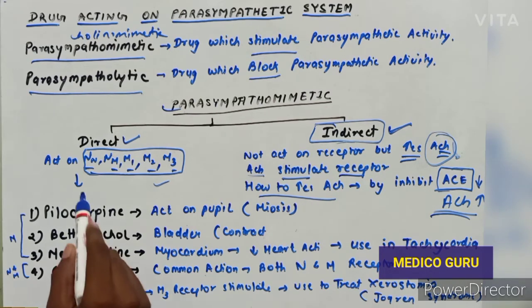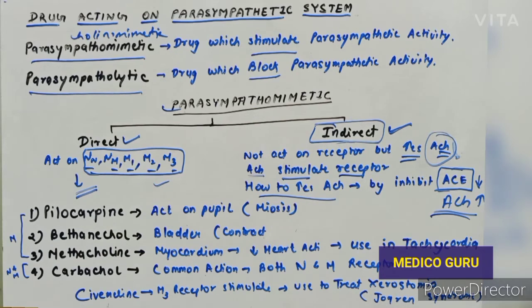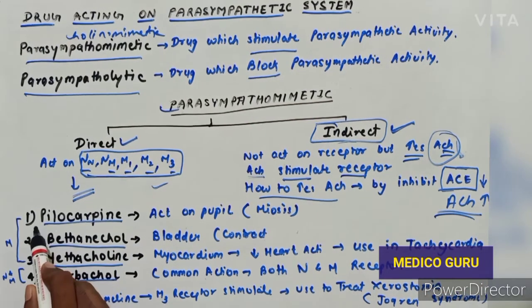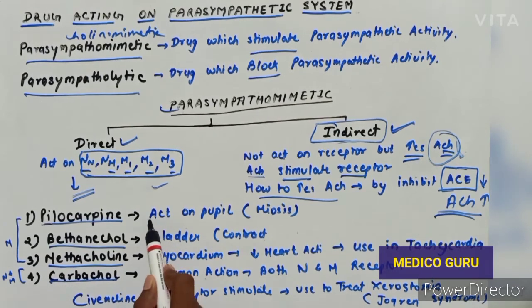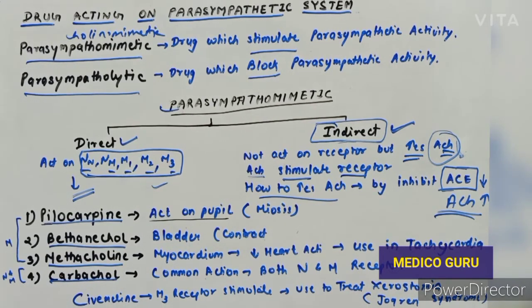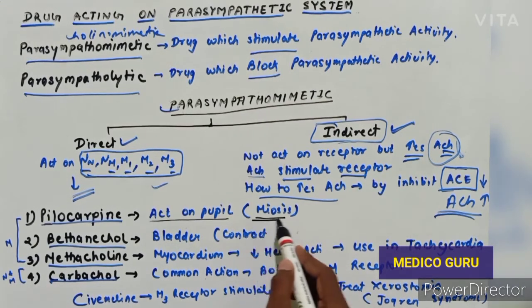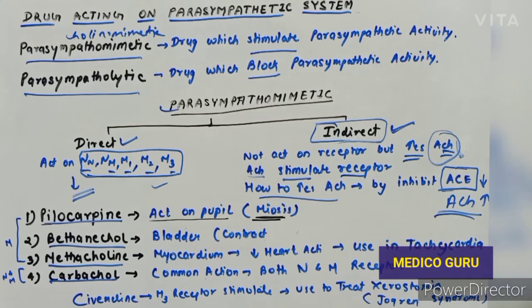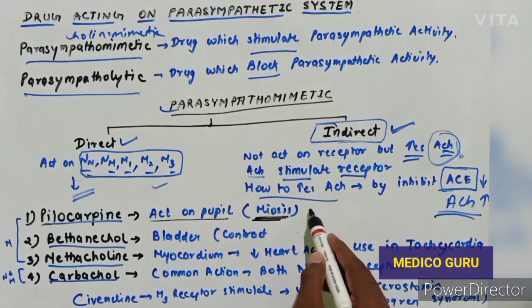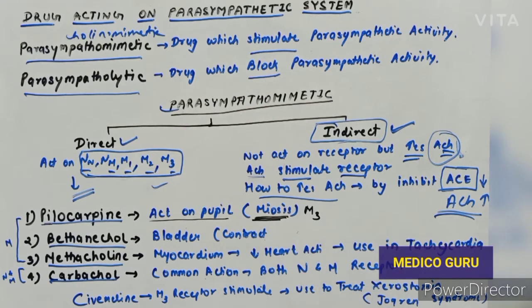So first of all we discuss the direct drugs. In direct drugs we are talking about 4. The first one is pilocarpine. Pilocarpine acts on the pupil. It causes miosis, because when parasympathetic activity is stimulated, the pupil contracts. If the pupil is contracted, we call this miosis. Which receptor is stimulated for acting on the pupil? The M3 receptor is stimulated by pilocarpine for miosis.